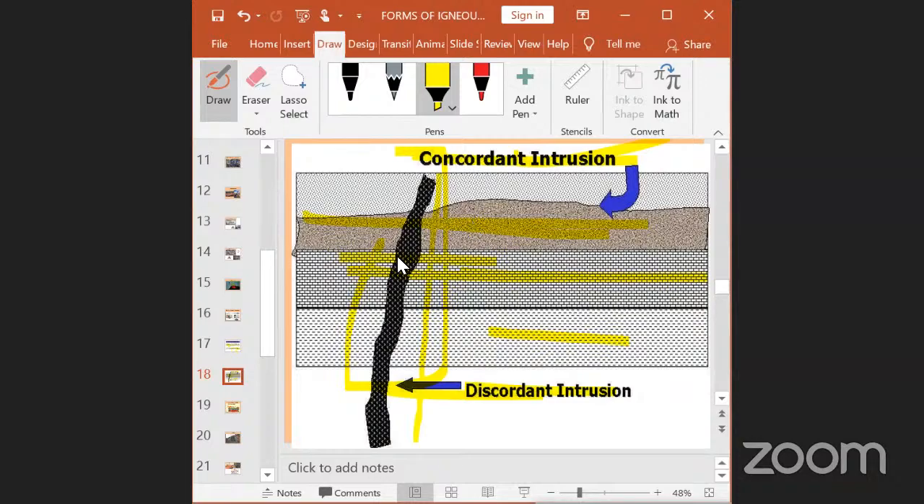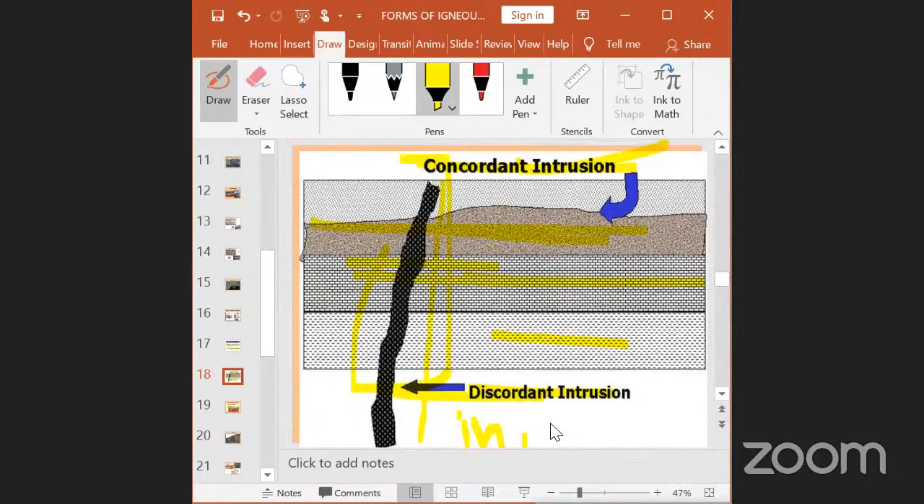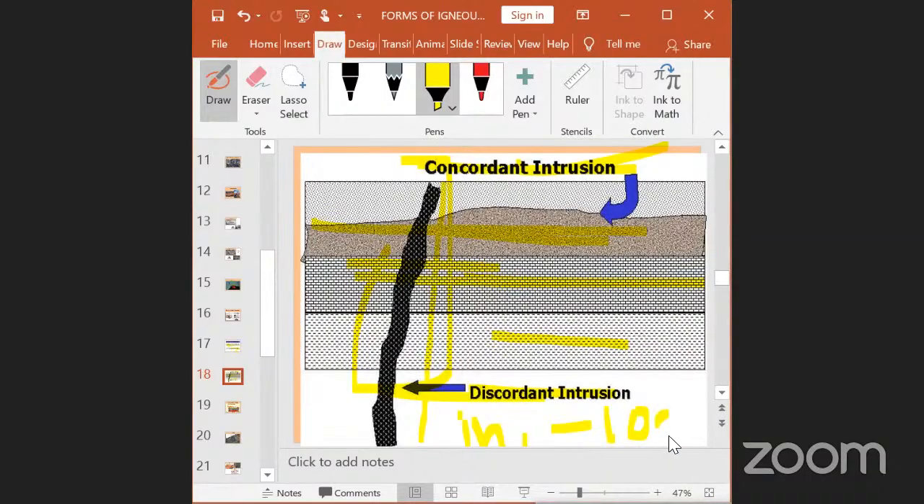These are vertical to steeply inclined, sheet-like bodies. Their thickness varies widely from an inch up to hundreds of feet. They are injected through fractures, joints, and weak planes. So this is the discordant and concordant intrusions.